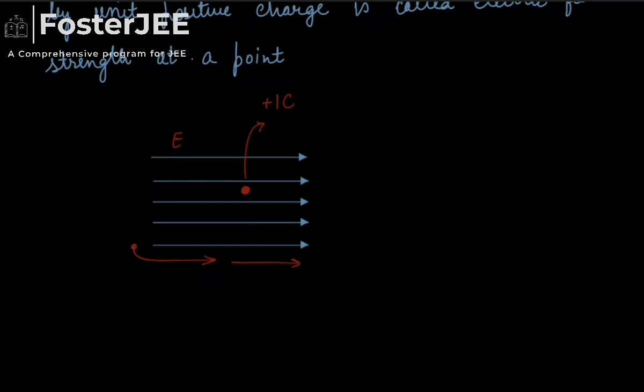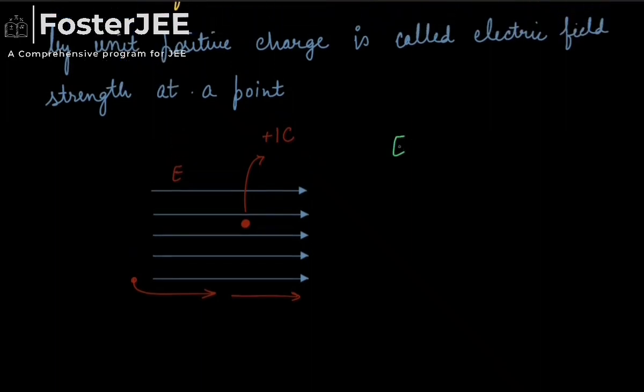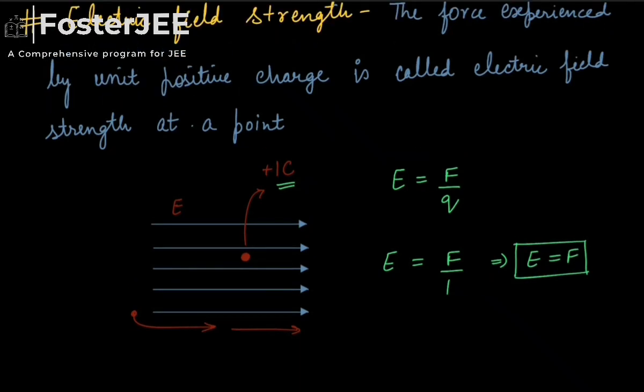So by mathematical definition, E is the force experienced by unit charge, that is F upon Q. So if the charge is 1 coulomb, then this becomes E equals F upon 1. So E equals F. So this is the definition. If we place a unit positive charge in a region, then the amount of force experienced by it determines its strength.